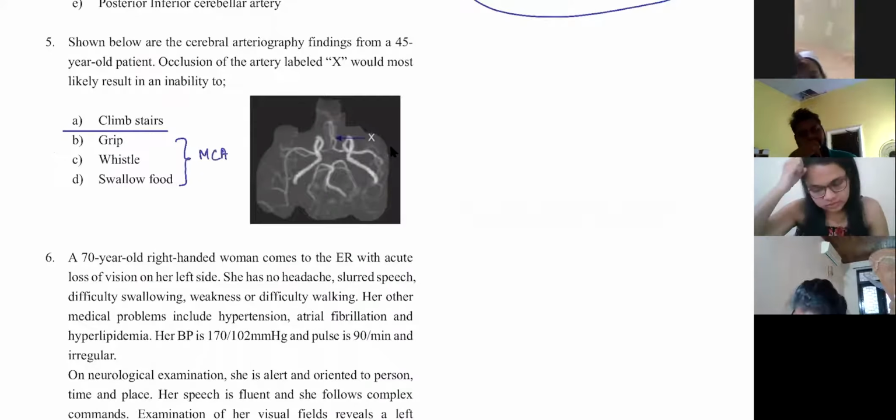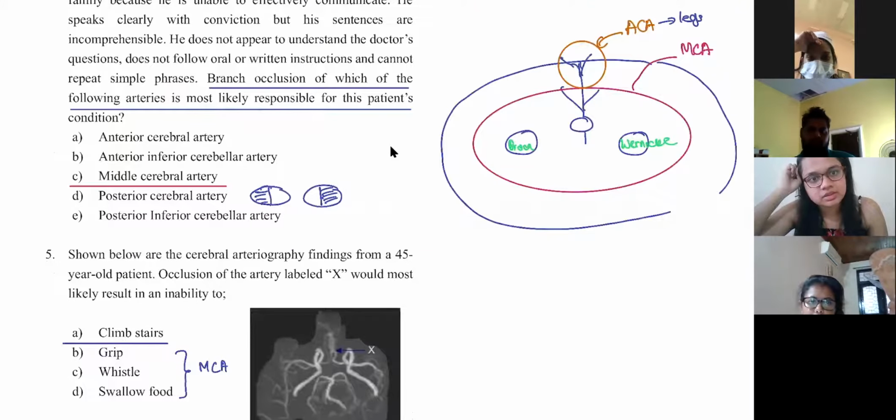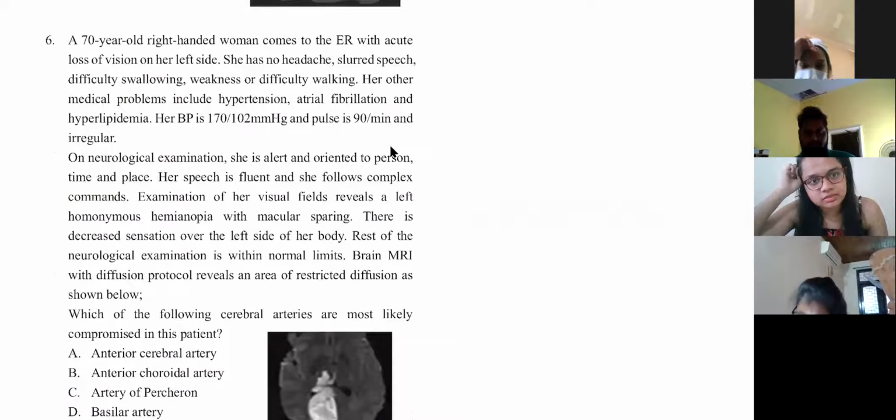Guys, grip is from your hand. Hand is from the middle cerebral artery. Middle cerebral. Yes. Okay.